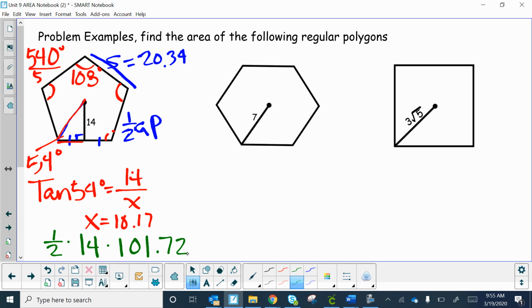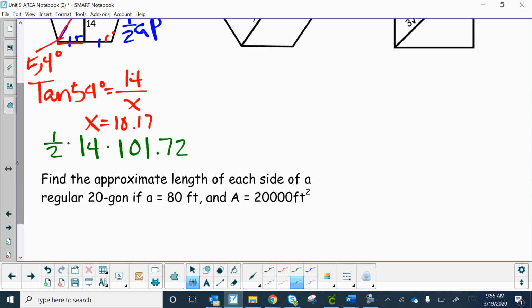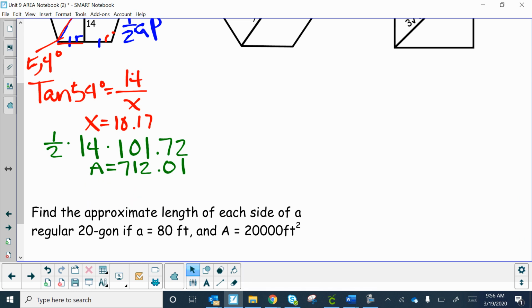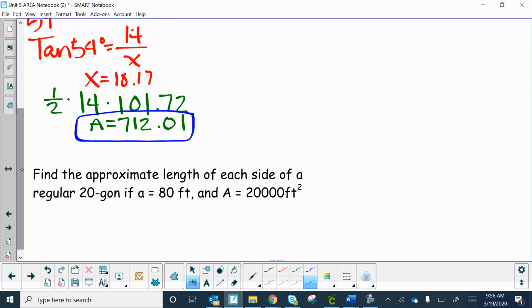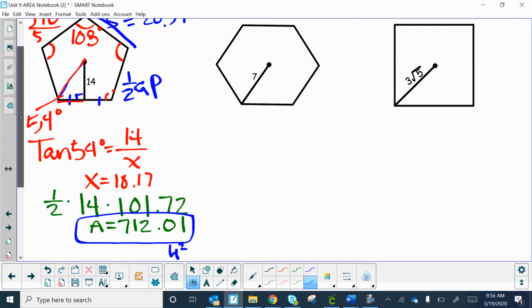So the area of this is going to be 712.01. So I'm going to go ahead and box that final answer right there. Do they give me units? No, so this is just units squared. Okay, so let's try another one.